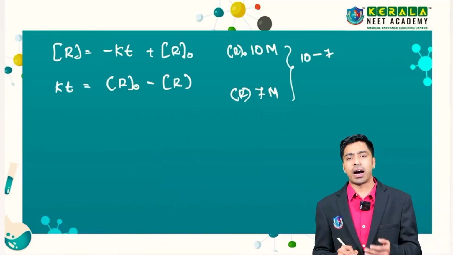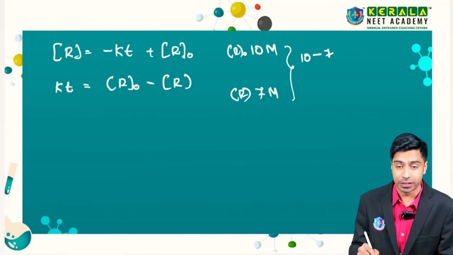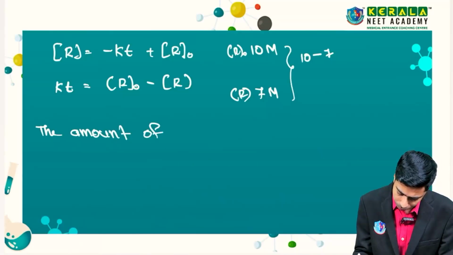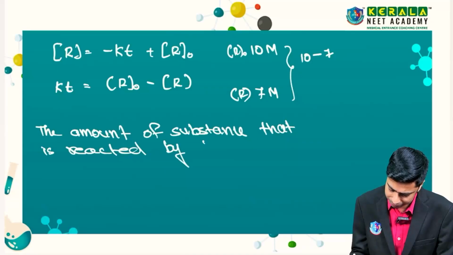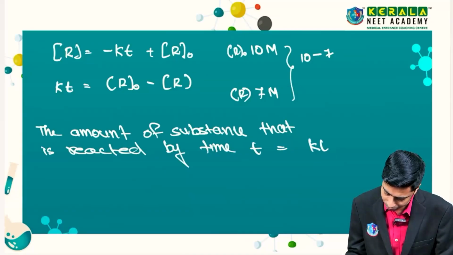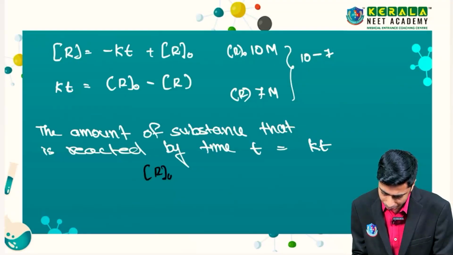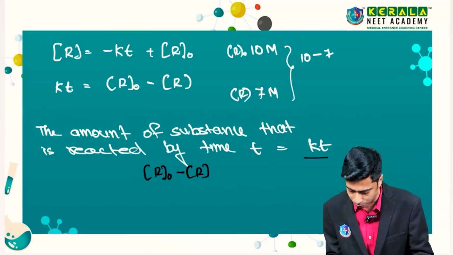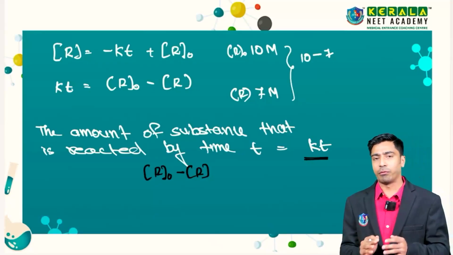So R0 minus R represents the amount of substance reacted by time t. So we can say that for a zero order reaction, the amount of substance reacted by time t is equal to Kt. Because the amount of substance reacted will be equal to R0 minus R, and that will be equal to Kt. So the rate constant, if it is given, and time, for a zero order reaction.